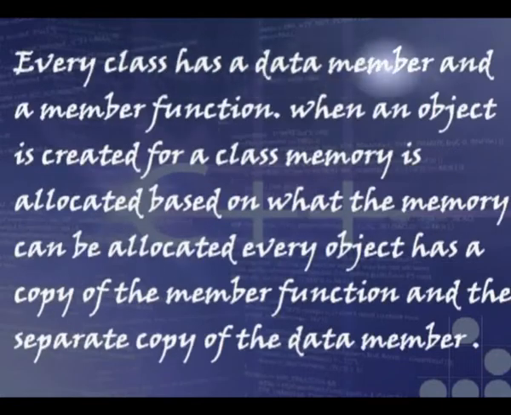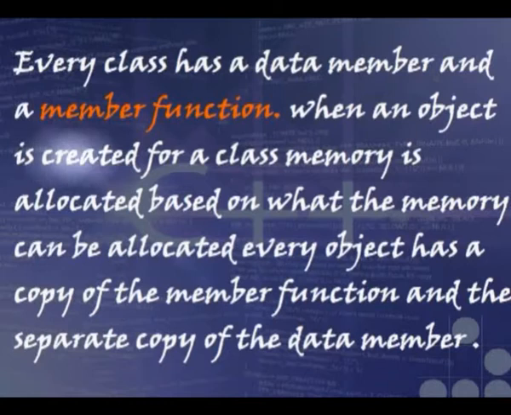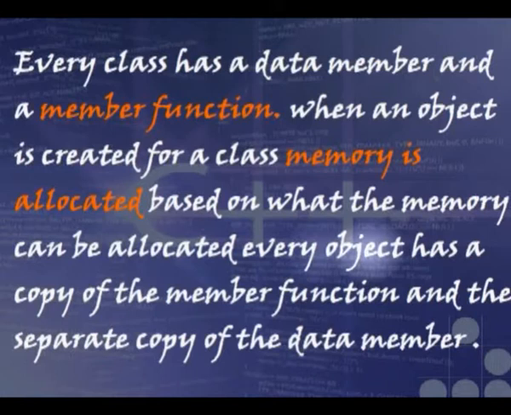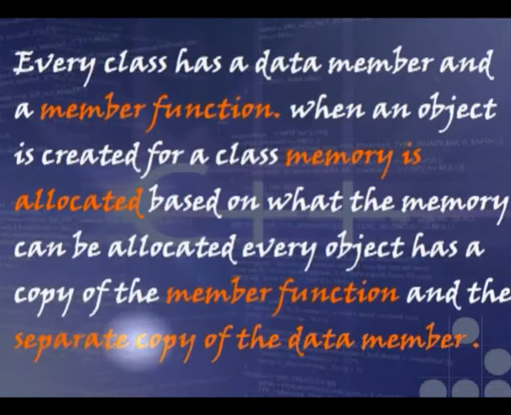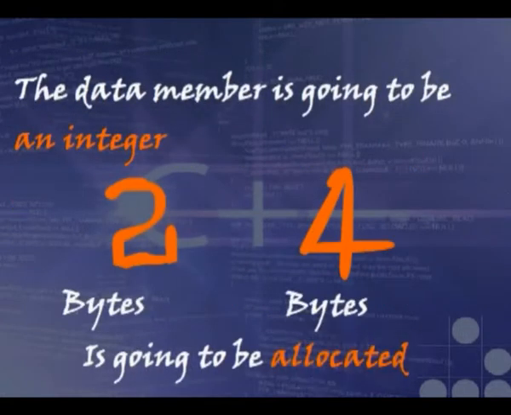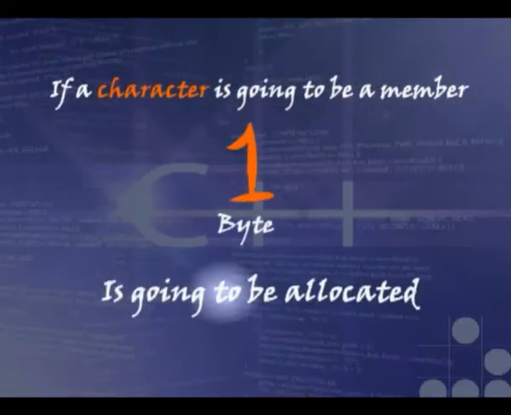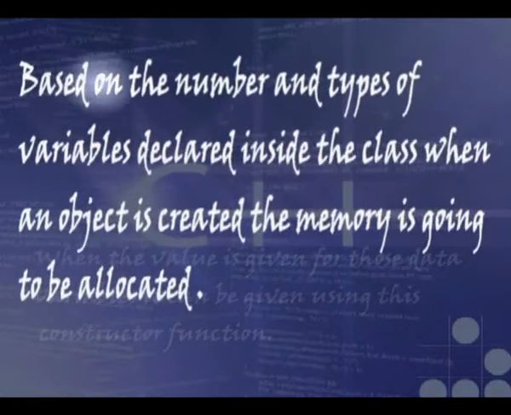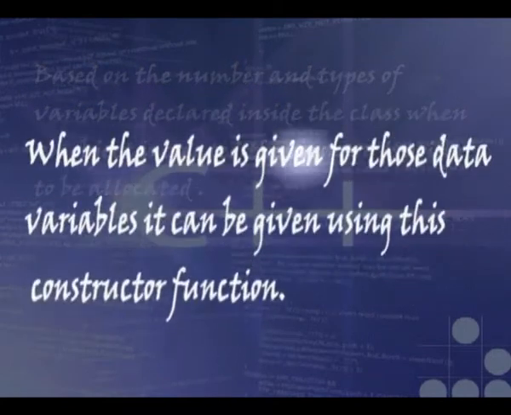Every class has a data member and member function. When an object is created for a class, memory is allocated. Every object has a copy of the member function and a separate copy of the data member. So, if the data member is going to be an integer, 2 bytes or 4 bytes is going to be allocated. If a character is going to be a member, 1 byte is going to be allocated. So, based on the number and type of variables declared inside a class, when an object is created, the memory is going to be allocated. When the value is given for those data variables, it can be given using this constructor function.